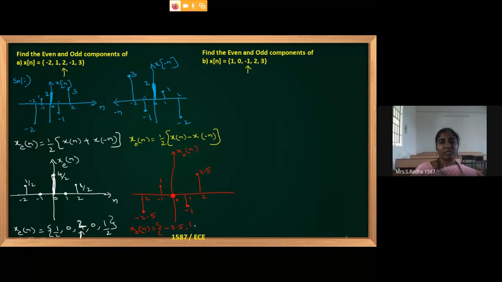Next element is plus 1. Next is 0. Next is minus 1. Next is plus 2.5. And you have to give arrow mark for height at origin. At origin, height is 0. So I am giving arrow mark for that element.